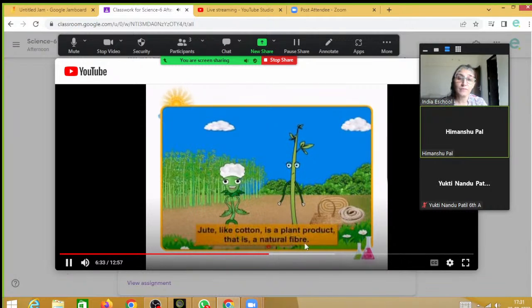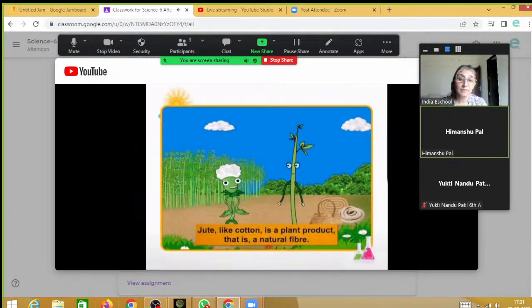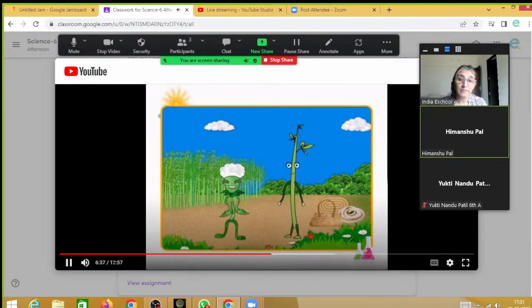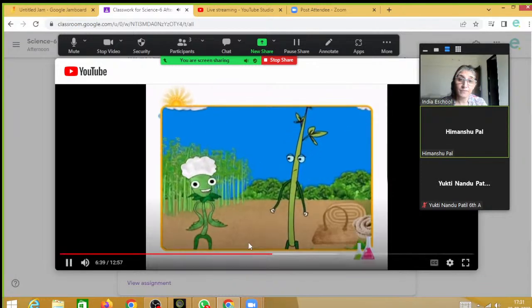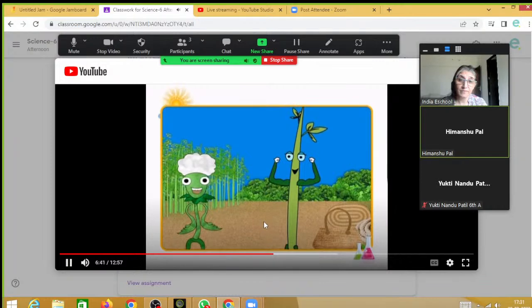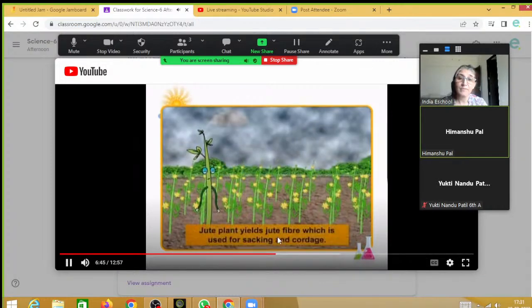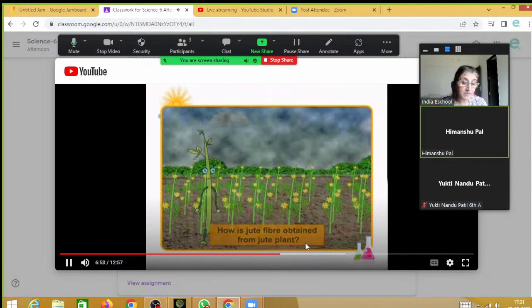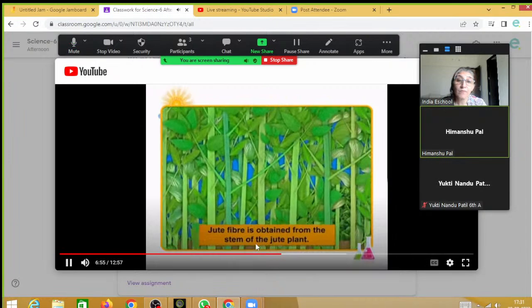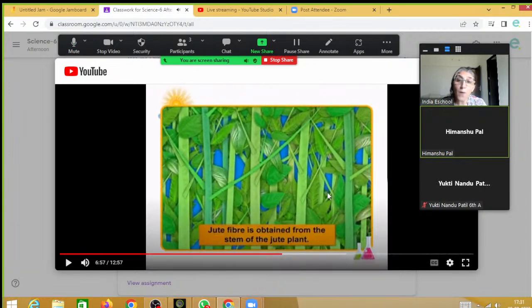Jute, like cotton, is a plant product that is a natural fiber. Jute as a fiber is strong and can be woven into various stiff fabrics. Jute is a plant that yields a fiber used for sacking and cordage. How is jute fiber obtained from the jute plant? Now let's look at the process. The jute fiber is obtained from the stem of the jute plant. So from the stem of the jute plant we get this fiber.